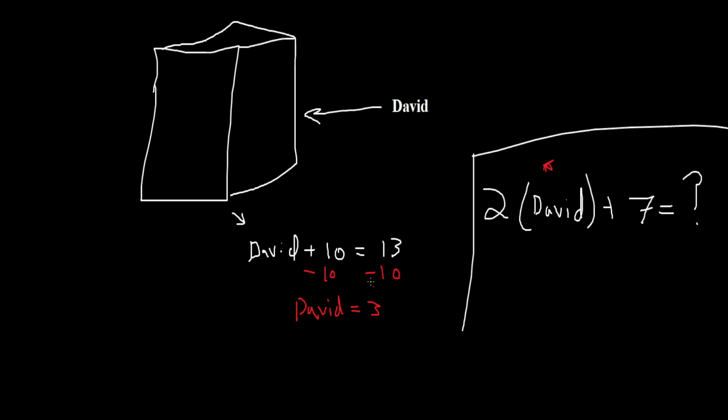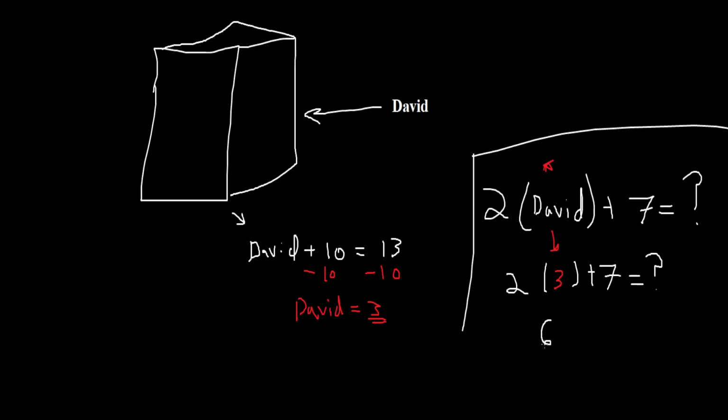7 is 13. But doing all those steps in the head is kind of annoying. We already know that David is 3, so we are just going to replace David with a 3. And just like that, we have substituted for a variable. So now we only got one variable. We got this question mark over here, and we don't know what that question mark is.